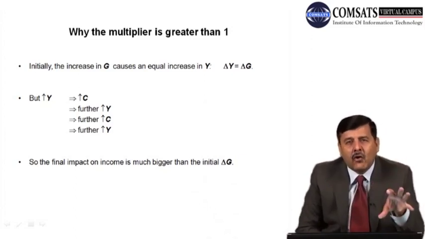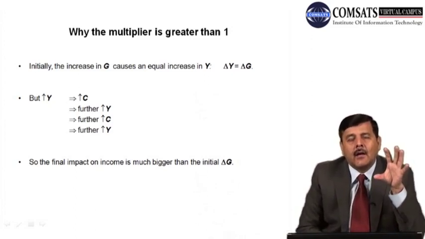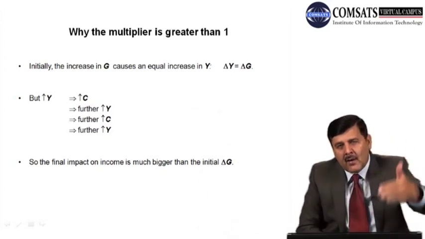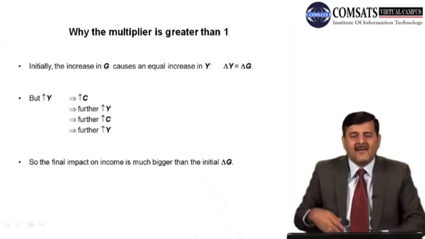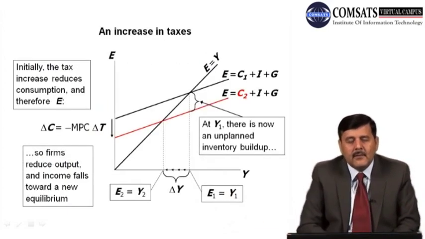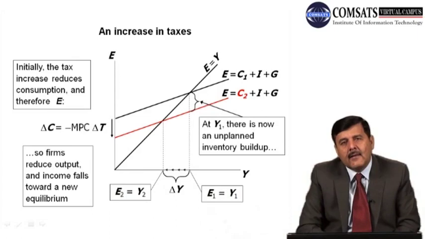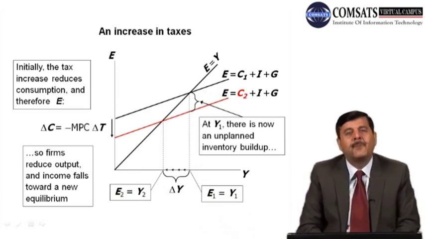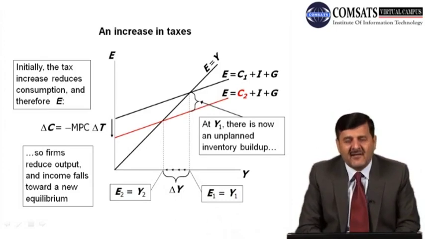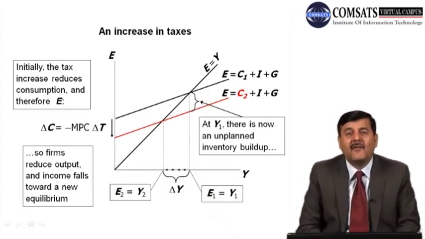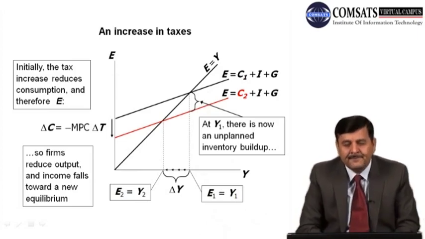So that's why we call it the government purchase multiplier, or the multiplier effect, that income goes up more than the change in government purchases. Now the second multiplier is the tax multiplier, or whenever there is a change in expenditure, change in income due to change in taxes, that is known as the tax multiplier. We'll see how change in taxes affects the level of income and expenditure in the economy.